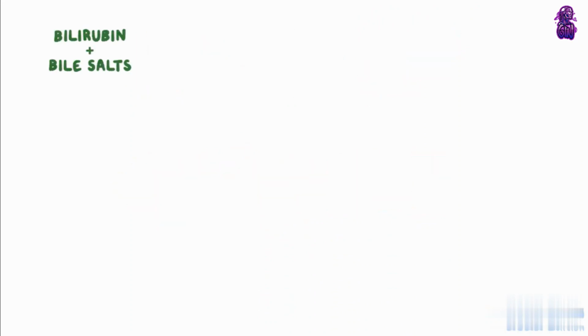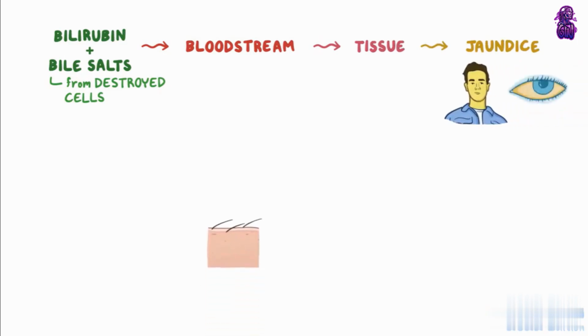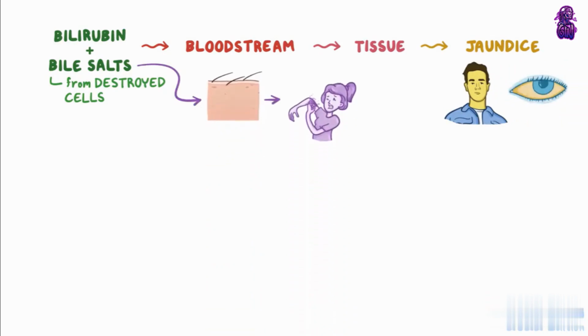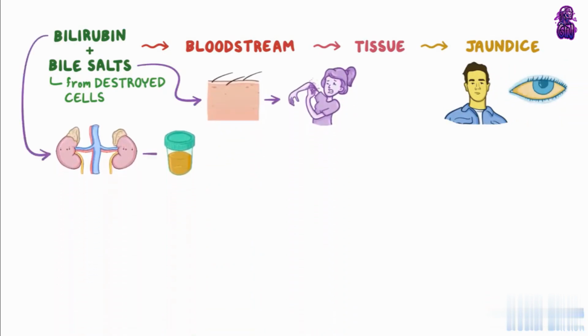Bilirubin with bile salts is released from the destroyed cells into the bloodstream and impregnate the tissue, causing jaundice, which is the yellowish pigmentation of the skin, mucosa, and whites of the eyes. The bile salts get into the skin and cause itching. The bilirubin from the blood is filtered by the kidneys and ends up in the urine instead of the stool, making it dark, while the stool becomes pale.